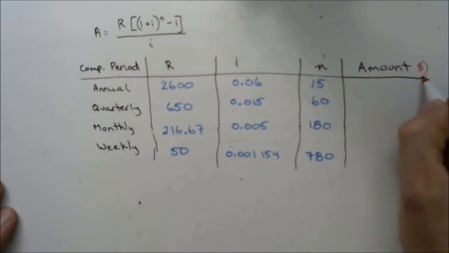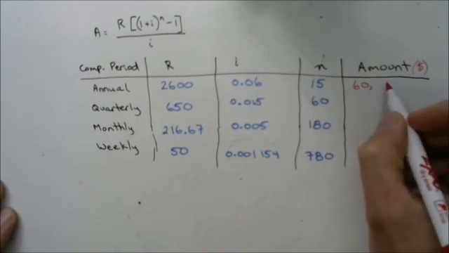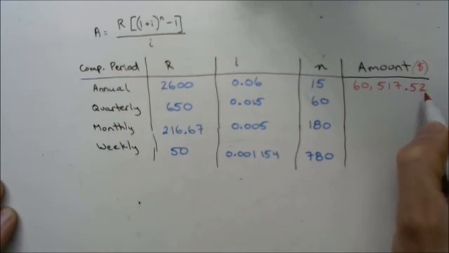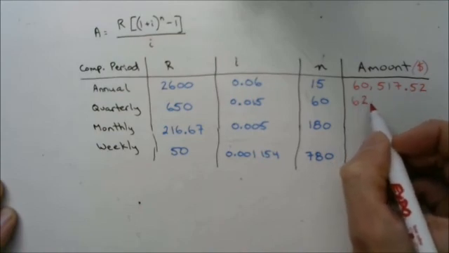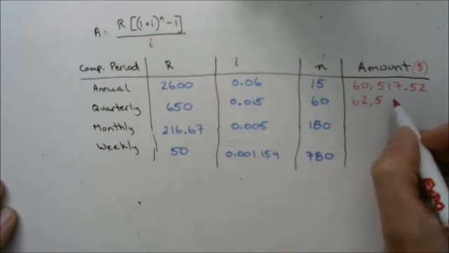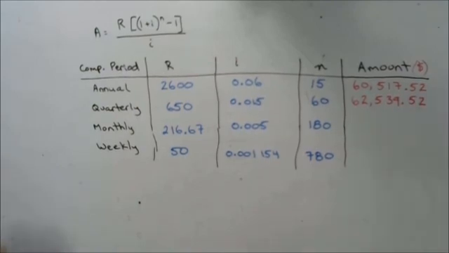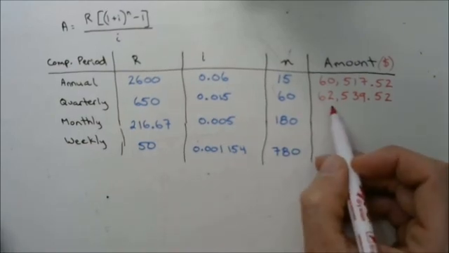All right, the amount is captured in dollars. For this first one, if we type it in carefully, we end up with $60,517.52. If we were going to do it quarterly over 15 years, $62,539.52. So for not doing anything extra, you're not depositing any extra money, look at what happens to the amount. You earn over 15 years another $2,000 for doing nothing, just by finding the right account to deposit in.